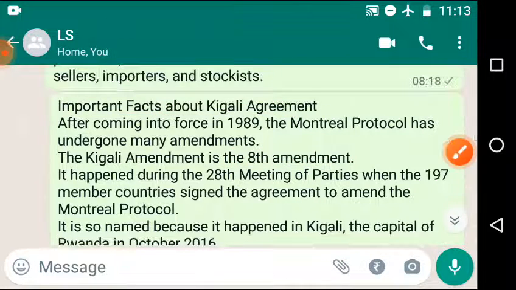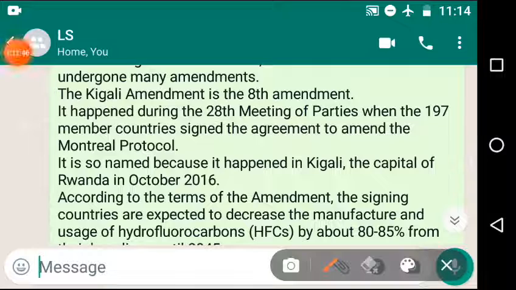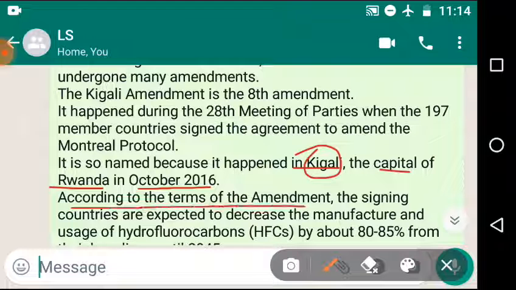Kigali is a name. It is a place. It is the capital of Rwanda. In October 2016, the Montreal Protocol parties met there, and some advancements and modifications were made by the Montreal Protocol. And according to the terms of the amendment, signing countries are expected to decrease the manufacture and use of hydrofluorocarbon.